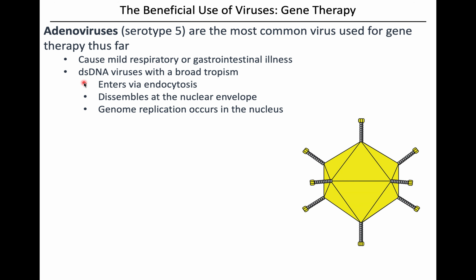And so let me just jump ahead here. There are lots of different viruses that have been used for gene therapy, but one very common one is the adenoviruses, which usually cause mild respiratory, sometimes gastrointestinal symptoms. These are double-stranded DNA viruses with a broad tropism, meaning they can infect lots of different cell types. They usually gain entry through endocytosis. They disassemble at the nuclear envelope, and then the genome replicates inside the nucleus.